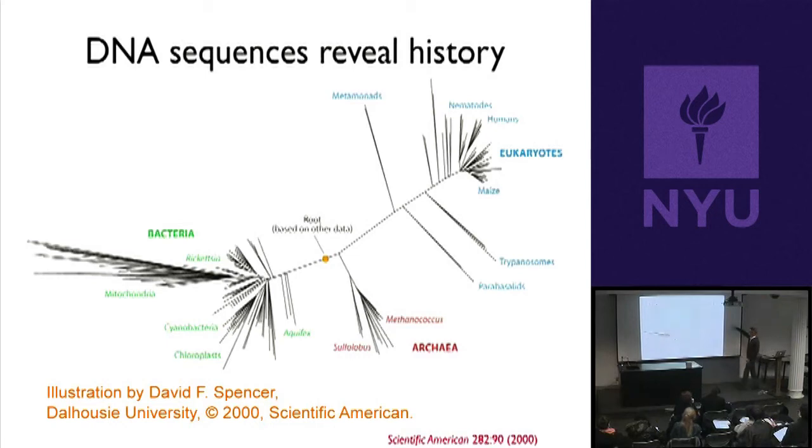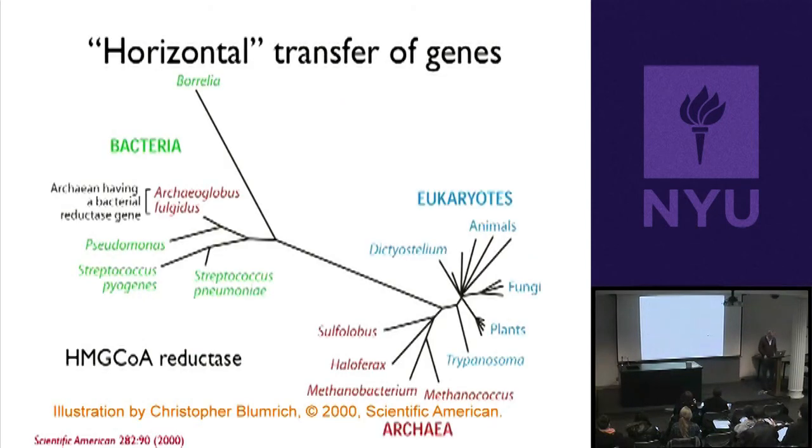You get that tree, and then you can start learning interesting things. So this is what the tree looks like if you use that ribosomal RNA gene. But if you use other genes, what's interesting is you don't get the same exact picture. Here's an example that also comes from this article. This is the gene for HMG-CoA reductase. Don't worry about what that is. It's an enzyme that's part of what organisms use to make cholesterol.